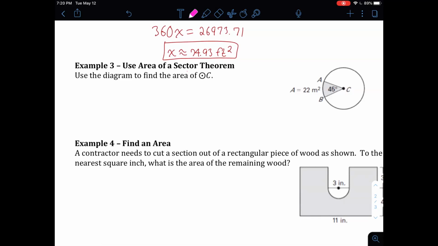So this time we're looking for the area of the whole circle, and we're given the area of the sector over here. So this one's a little bit different. We're still going to use the same formula. Area of sector over area, or pi r squared, equals arc measure over 360. Okay, do we know the area of the sector for this one? We actually do. It's 22. 22 over.